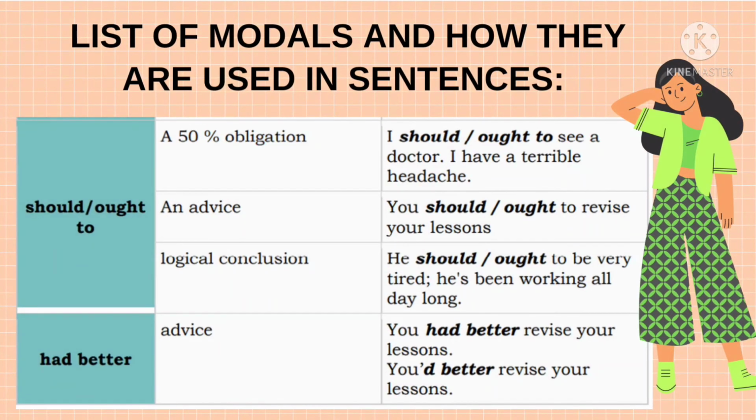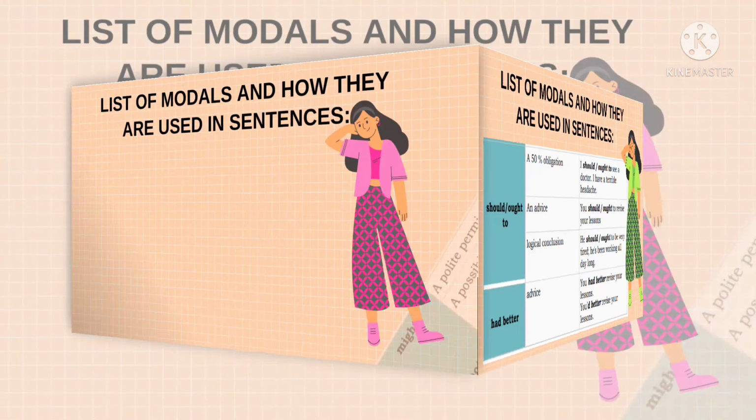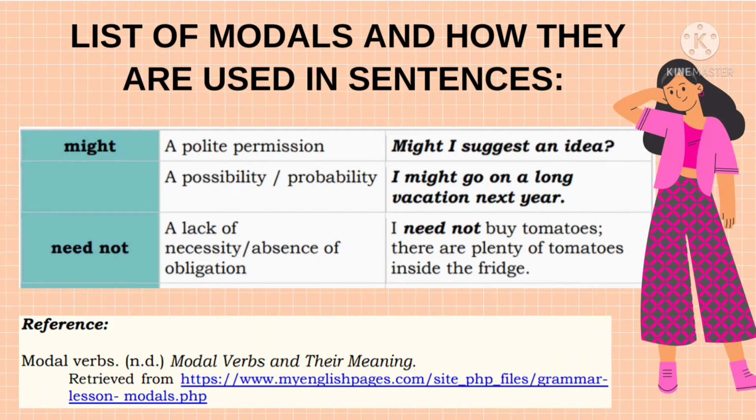Should or ought to, a 50% obligation, an advice, a logical conclusion. Had better, an advice. Might, a polite permission, a possibility or probability. Need not, a lack of necessity, absence of obligation.